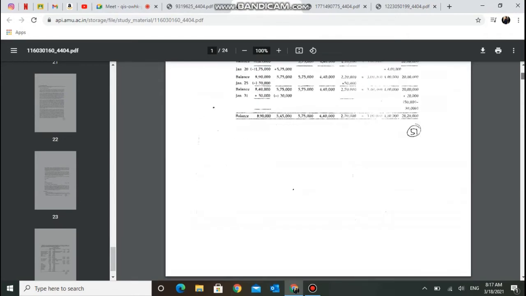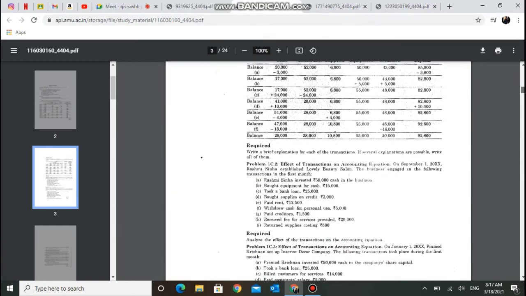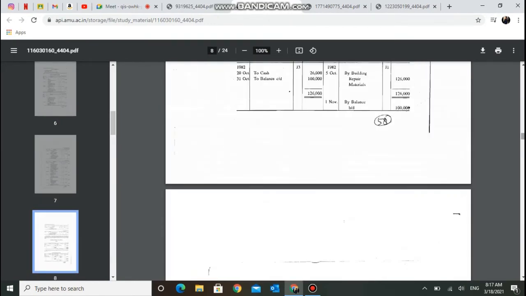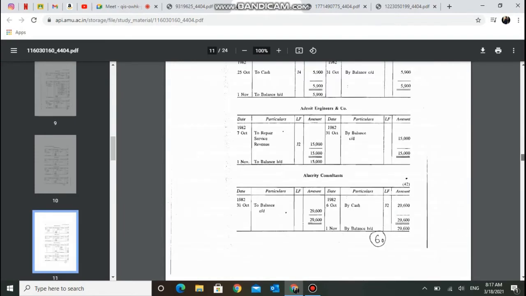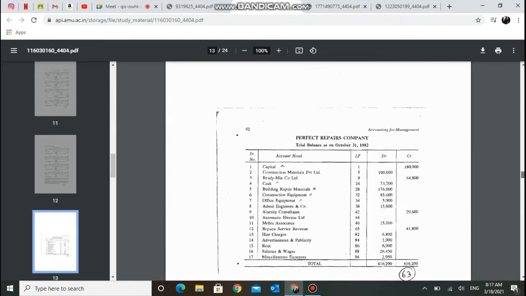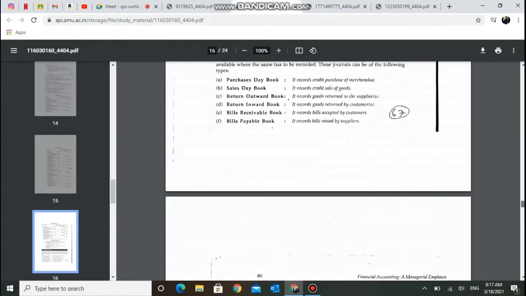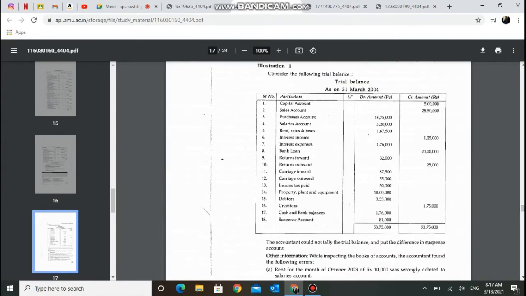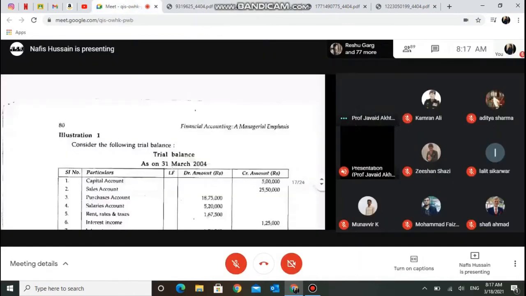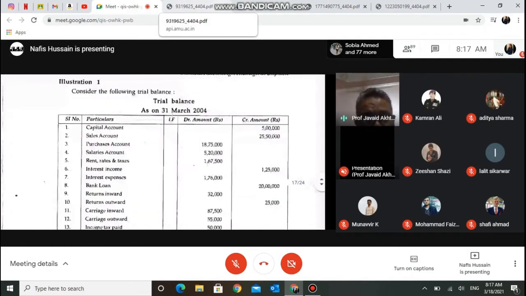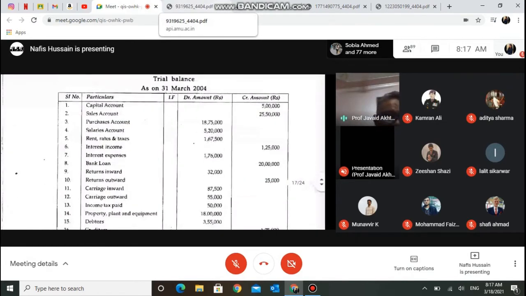Page number 68, where it is written illustration 1, consider the following trial balance. Just one second, this one, correct, hold it here. Okay, take it a bit up, a little bit up, move a little bit up. No, it's just the opposite. Yes, a little more up, that's it, hold on here.